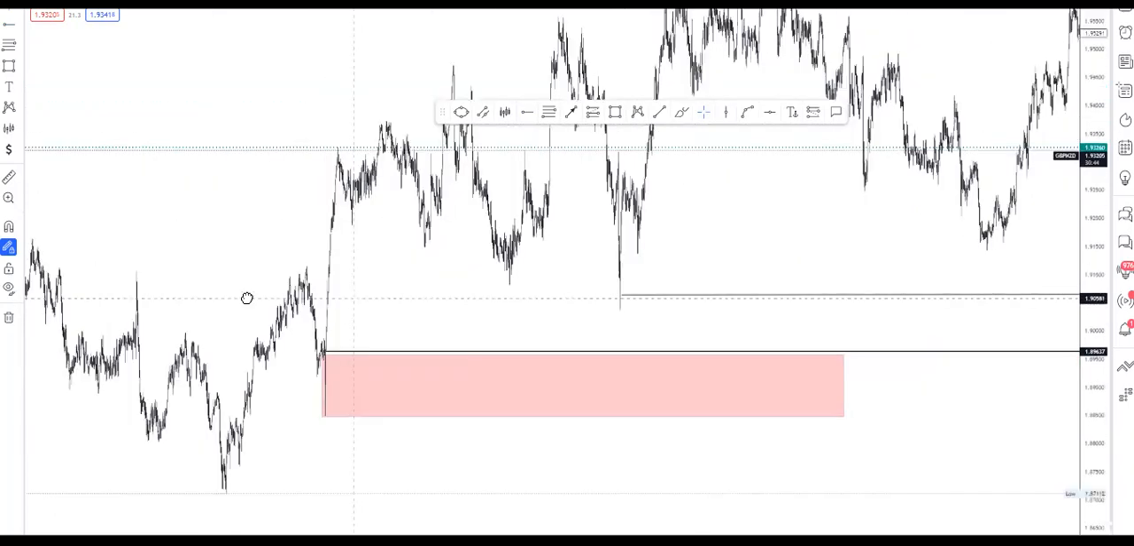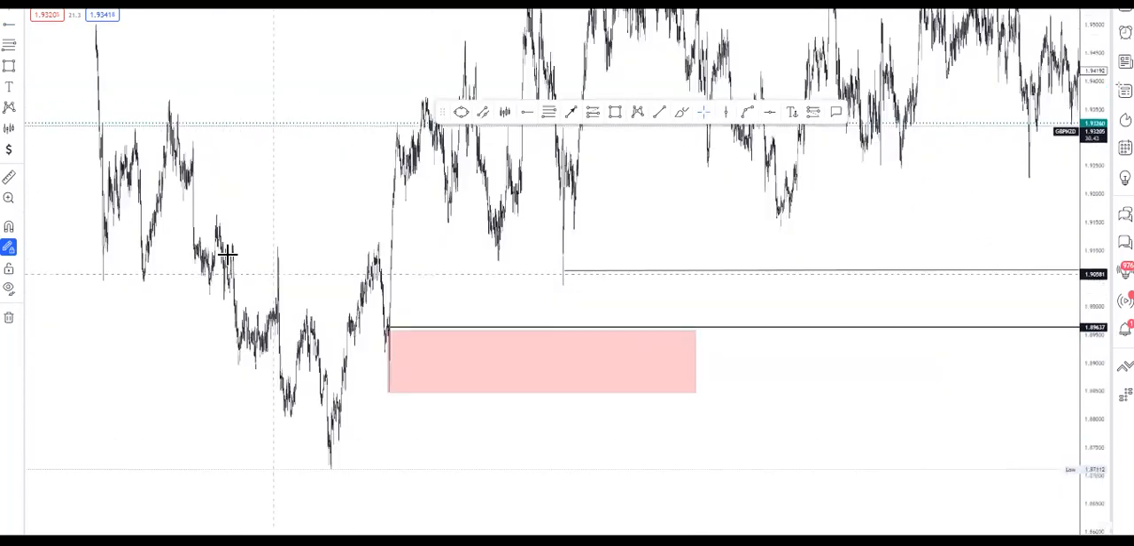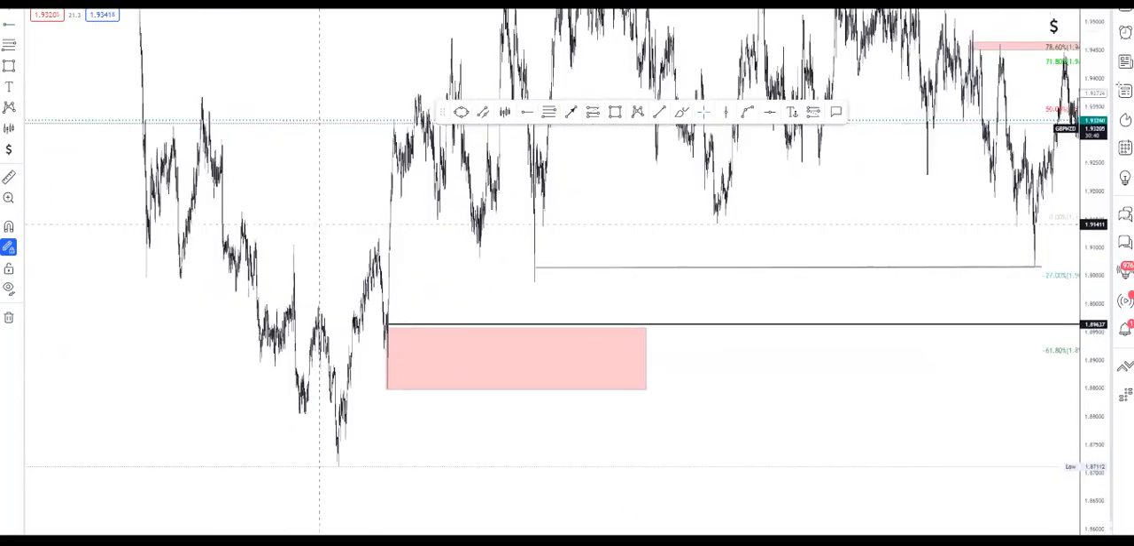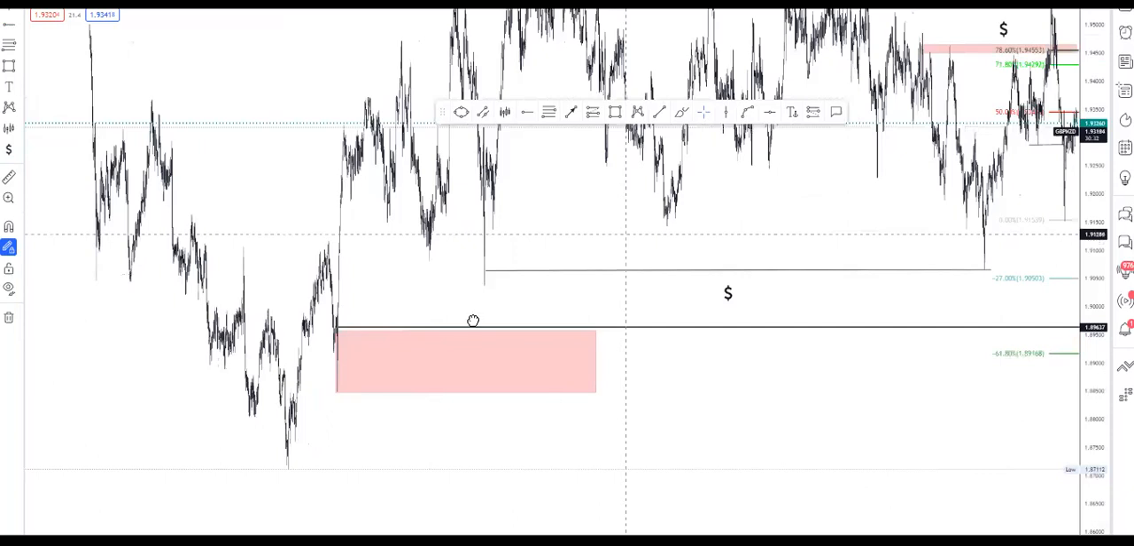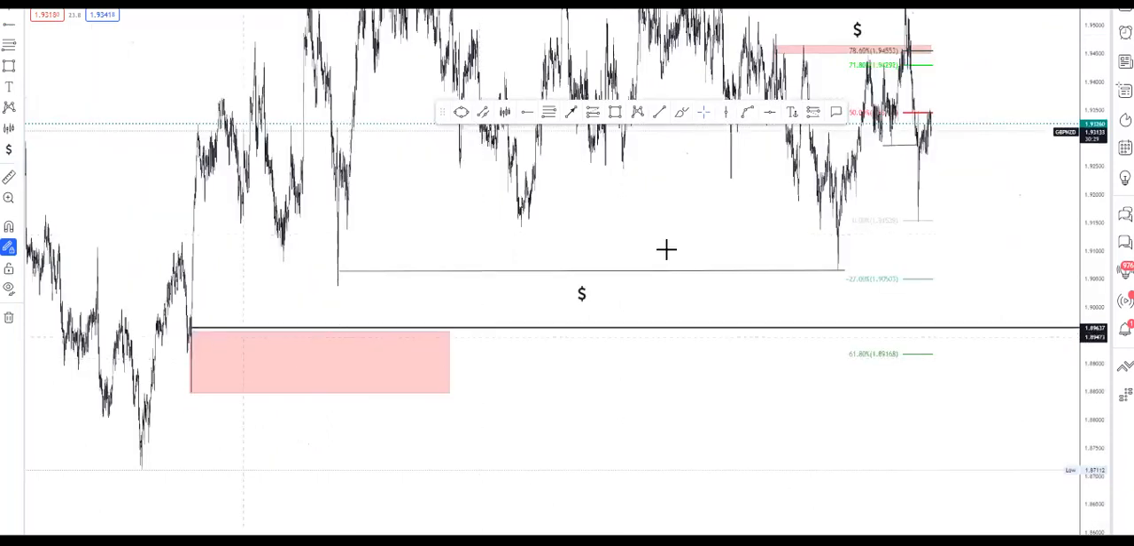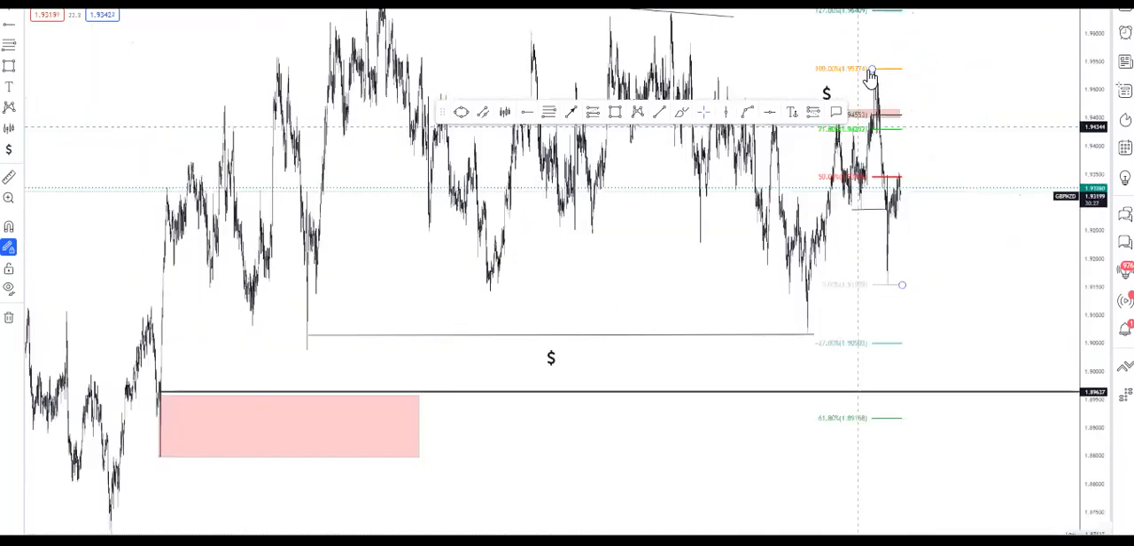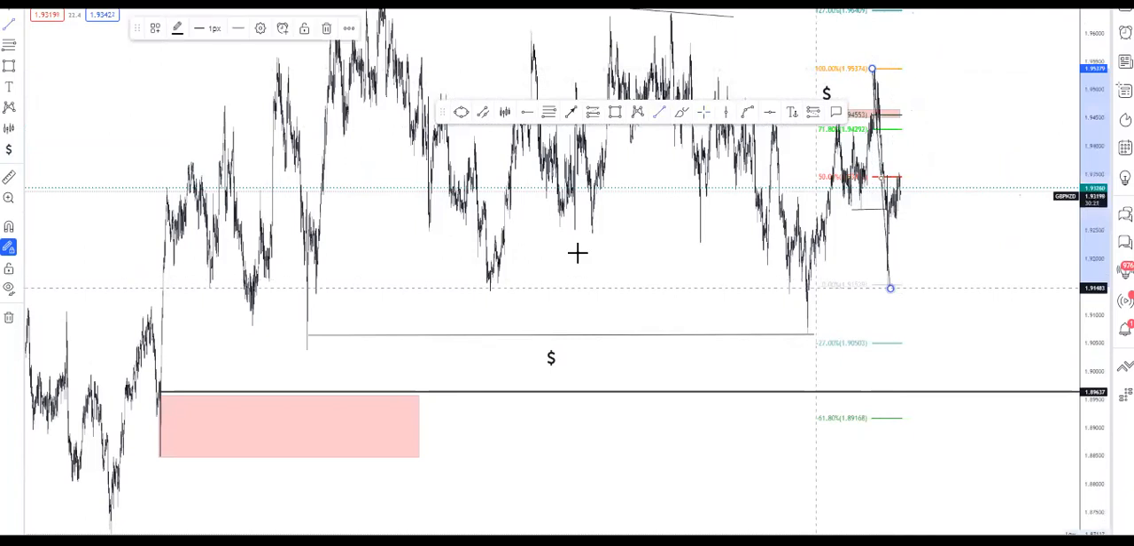Now, what do we have right here with us? We have liquidity spotted. Order block, that's an open order. And now this move right here. This is just to anticipate where price is going to go to.